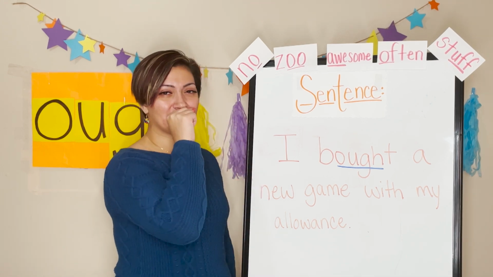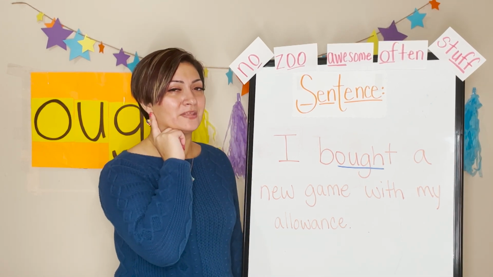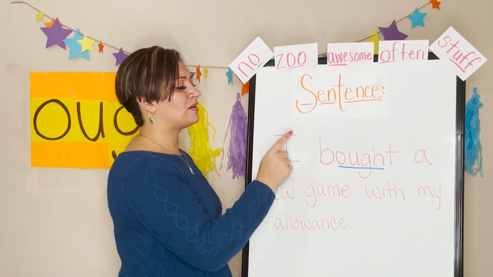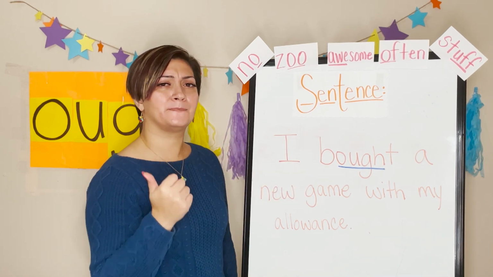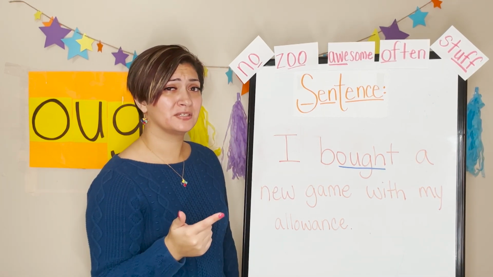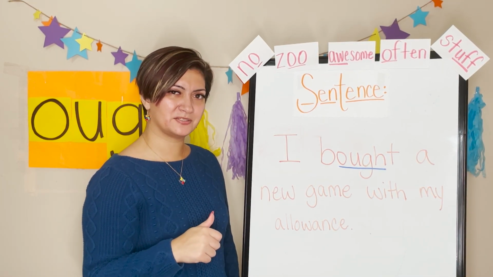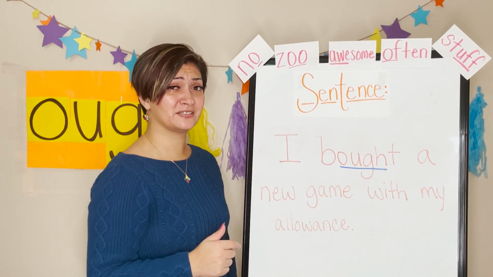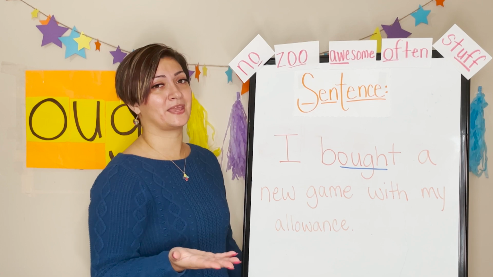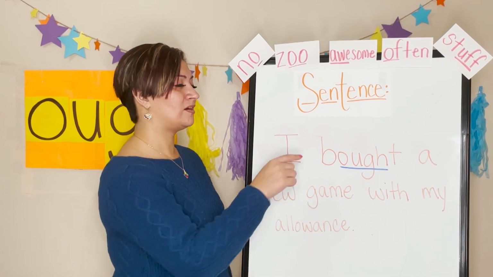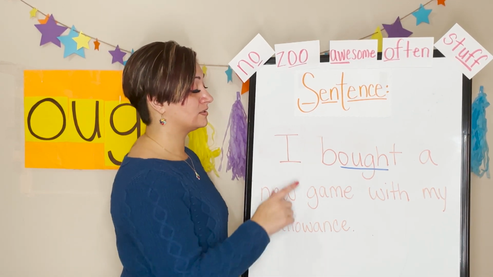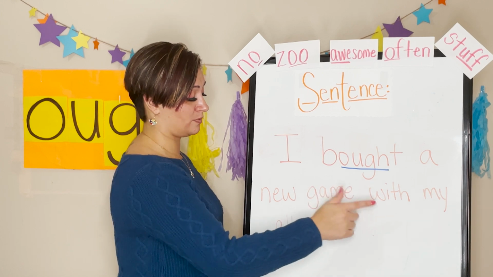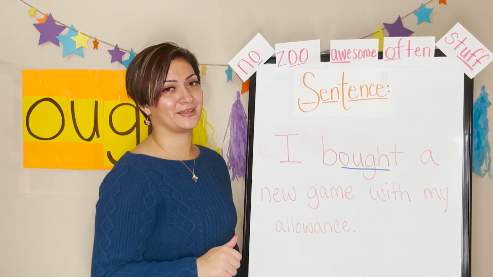Yeah, that one made more sense, right? And just because something might sound like a real word, think about when we were saying boot or boat, do you know how those words are spelled? And think about, if you know how they're spelled, are they spelled with the ough? Because if they're not, then you know that can't be the word, right? But it also has to make sense in the sentence. So I bought a new game with my allowance. That makes sense.